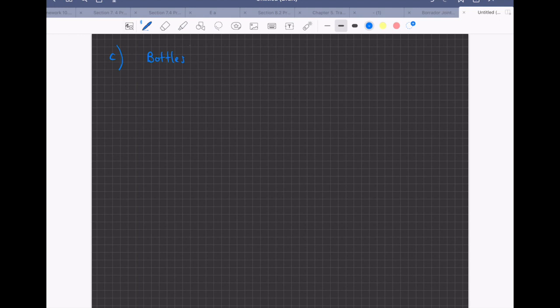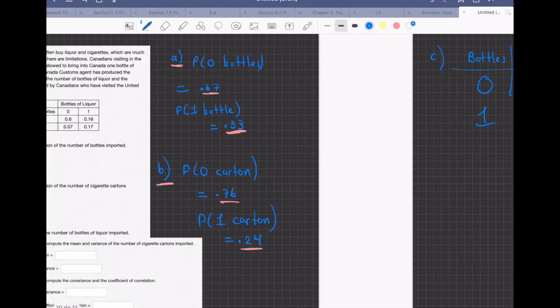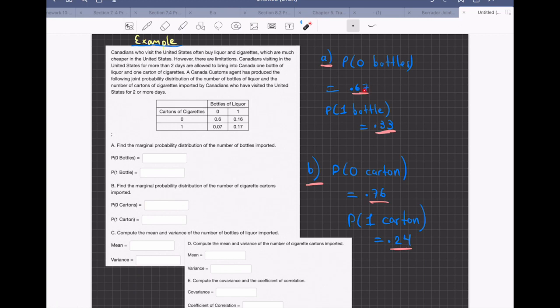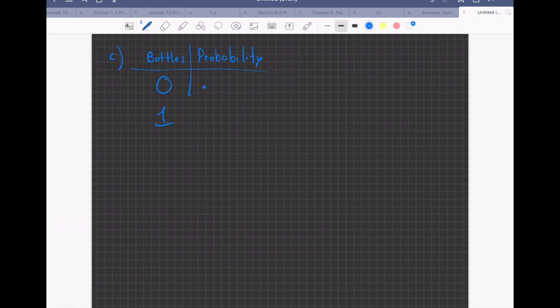Bottles, probability 0 and 1. For 0, we have 0.67, and for 1, 0.33. The mean, remember, the expected value of bottles is equal to each number times its probability, so 0 times 0.67 plus 1 times 0.33. And you will realize this is only 0.33.